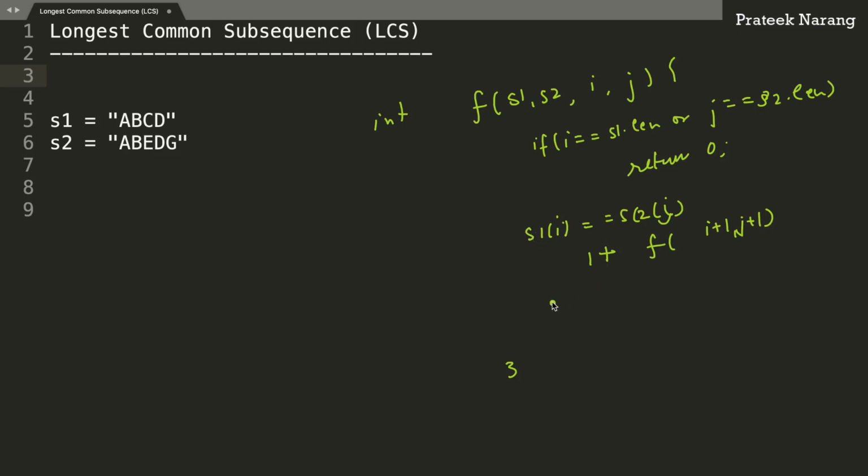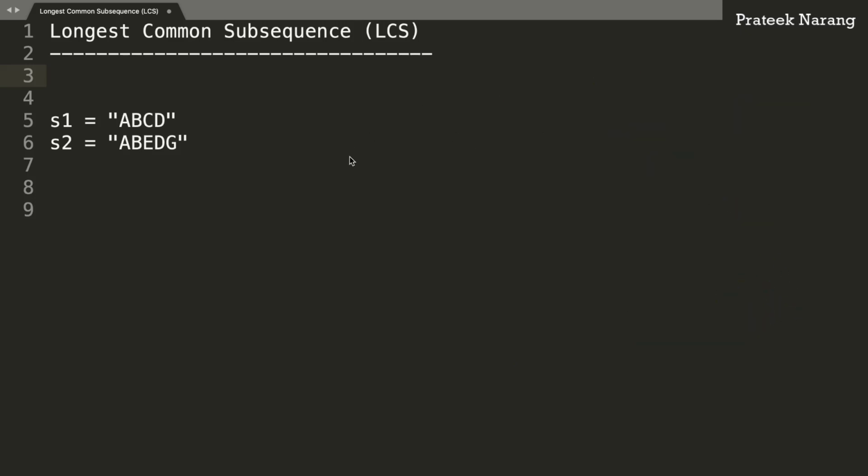But if they don't match, otherwise, you will say okay, it would be the max of the two cases that we have generated. Option 1, that is f of i plus 1 and j, and another option would be i comma j plus 1, right? So let us try to write it in the form of code and things will be more clear. So let's start writing some code, right?